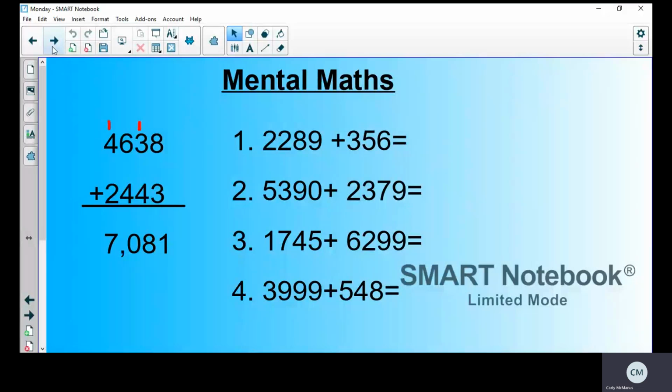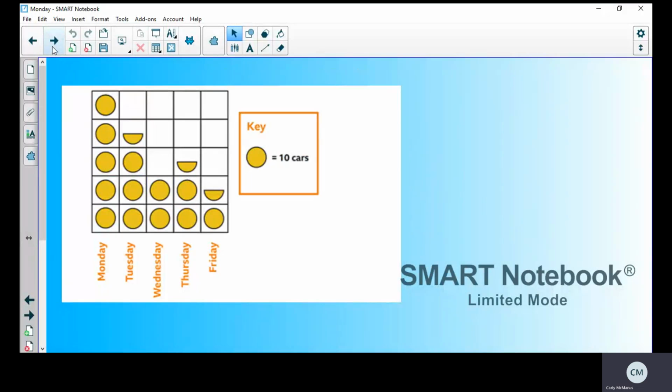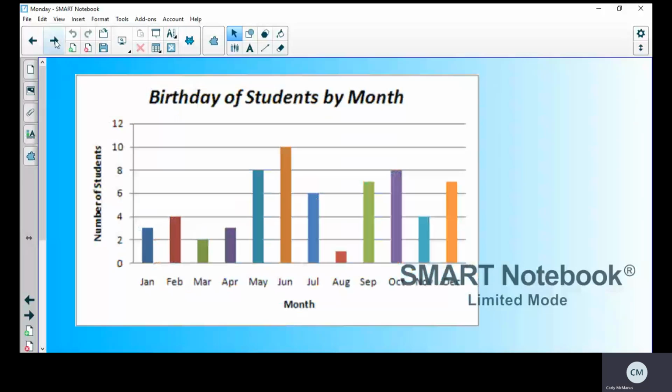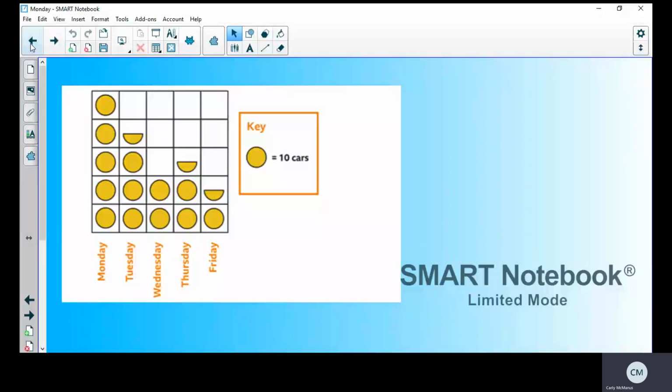Okay, so when we've done that, we're going to start our topic on data. Now, interpreting data is just information that has been put into different examples. You know, pictograms. So here's an example of a pictogram. I've got a bar chart here. You can have line graphs and different things. It's just information that's been collected and it's been shown in different graphs and charts.